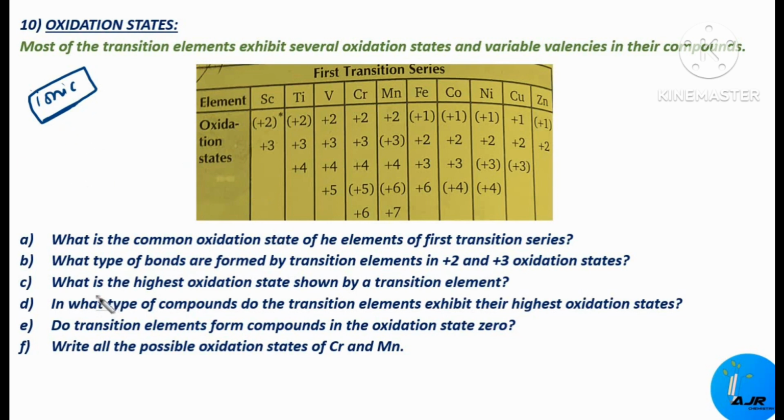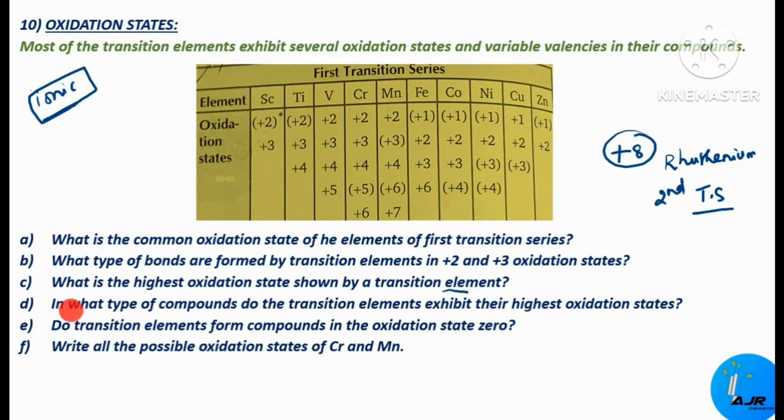What is the highest oxidation state shown by a transition element? Actually, the highest oxidation state is plus 8, and we can see that in ruthenium, in the second transition series, and it is plus 8. And also in the third transition series, we have it for osmium. So these are the highest oxidation states shown by the transition elements.